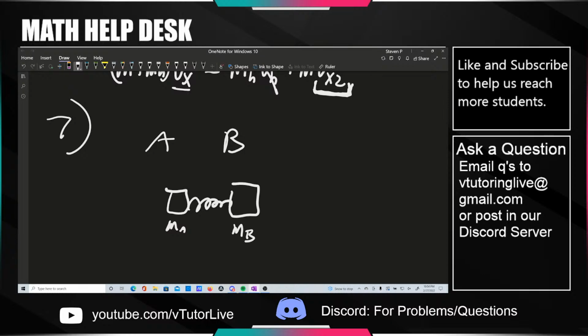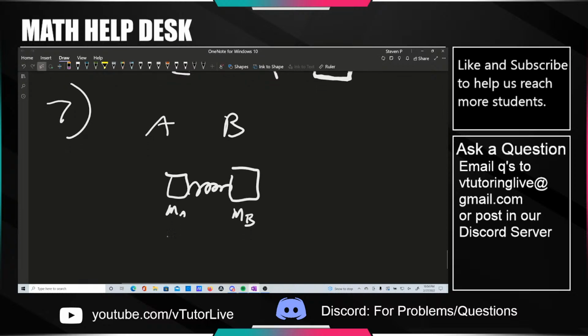When they are released, the spring pushes them apart, and they fly off in opposite directions, free of the spring. Okay, so we know that mass A is equal to 4 times mass B. In that case, I might just rewrite this as 4 mass B to reduce the number of unknowns that I have.